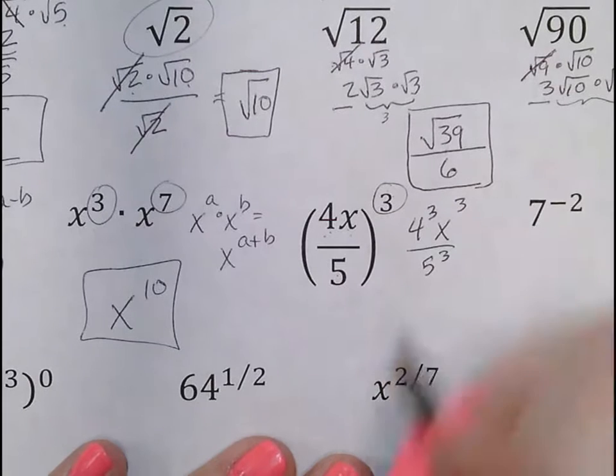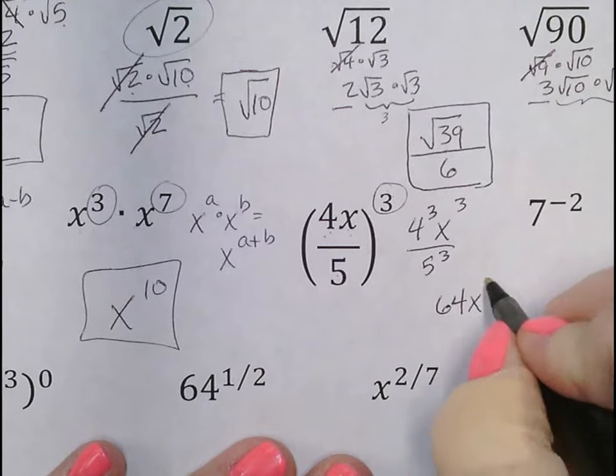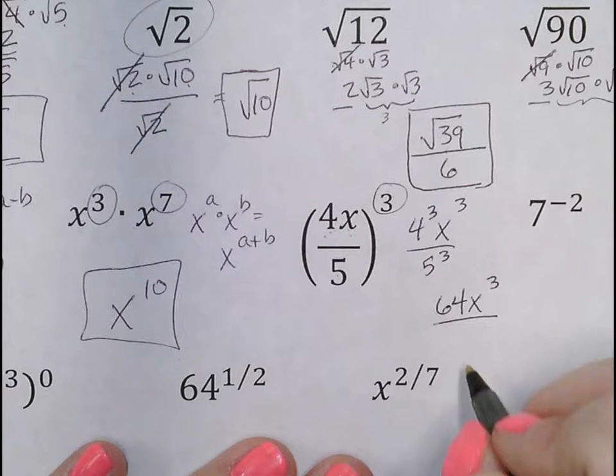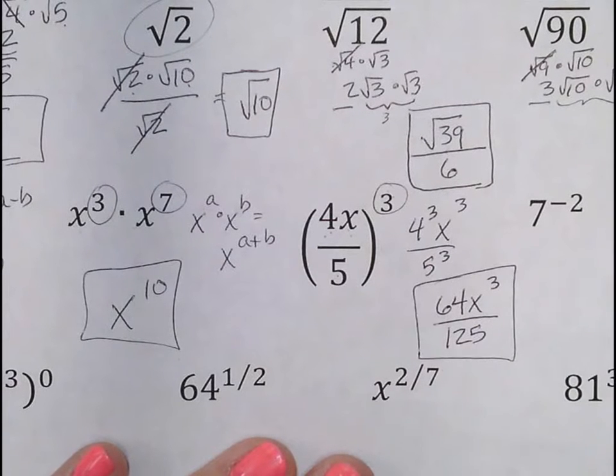When we're done, the 4 cubed ends up being 64. The x cubed is just that. And the 5 cubed, 5 times 5 times 5, is 125.